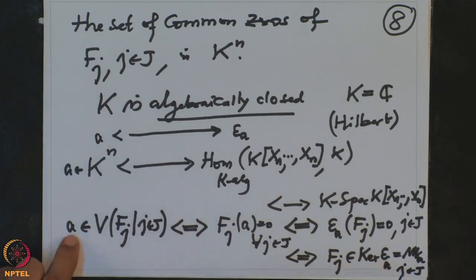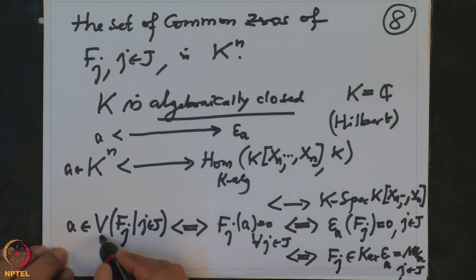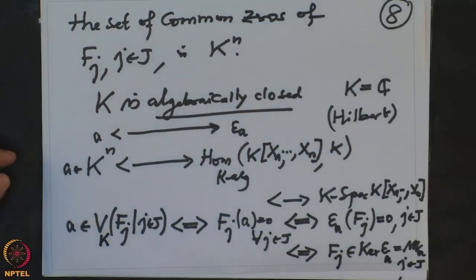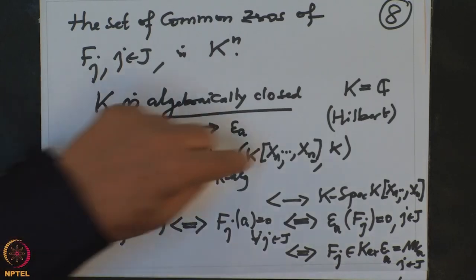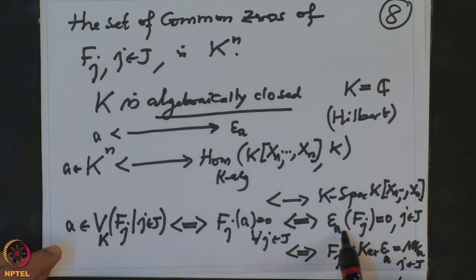So therefore, to say that a point belongs to this V, I want to keep track of V_k, there I also wrote. So this gets translated: a point belongs to it when epsilon_a of f_j is 0, or in the k-spectrum case, when f_j belongs to the maximal ideal M_a.